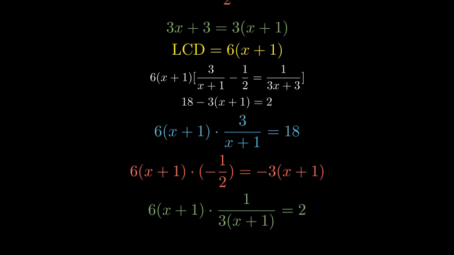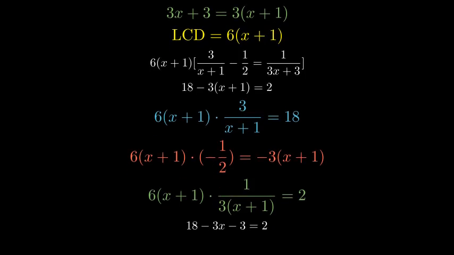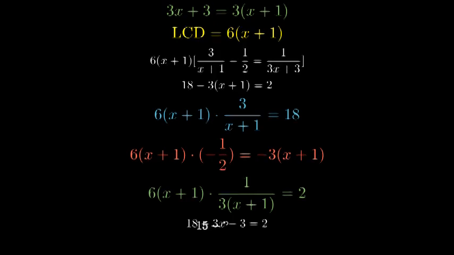Now we have a linear equation. Let's distribute the negative 3 to x plus 1. This gives us 18 minus 3x minus 3 equals 2. Let's combine like terms on the left side. 18 minus 3 equals 15, so we have 15 minus 3x equals 2.